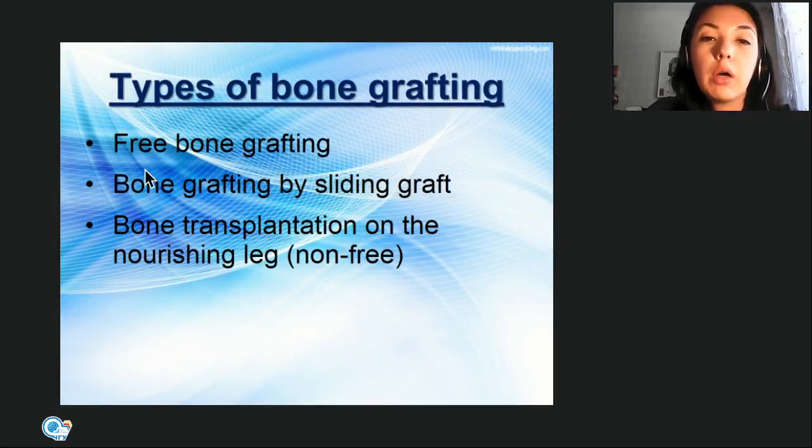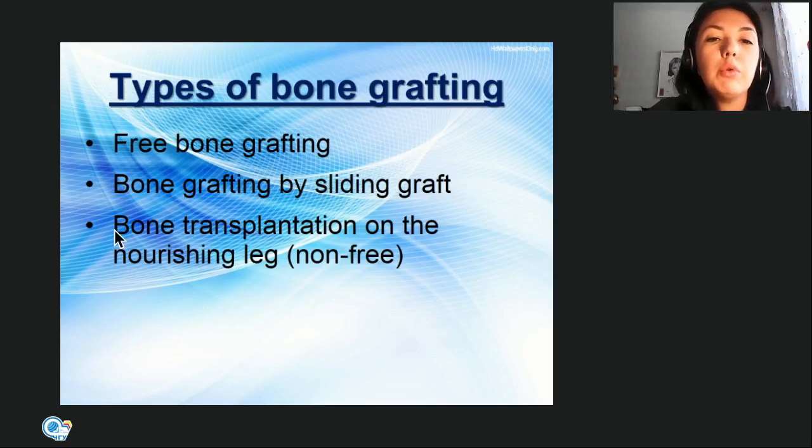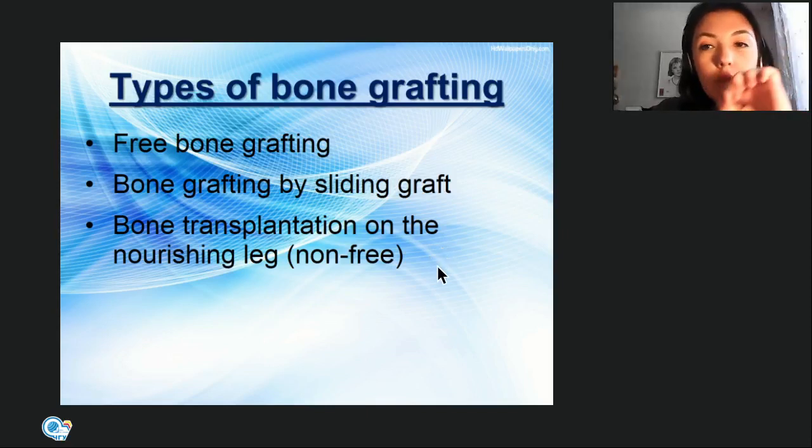There is free bone grafting, when we just take the bone and put it into absolutely another place. There is bone grafting by sliding graft, which we'll discuss now. And there is bone transplantation on the nourishing leg, or non-free bone transplantation, when we take a bone and we do not deprive it of blood supply. So when we transplant the bone somewhere very close to its previous location, it has the same blood supply as it had before transplantation.